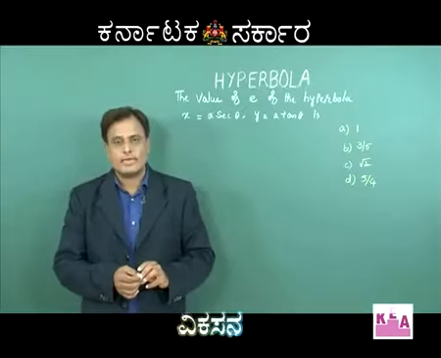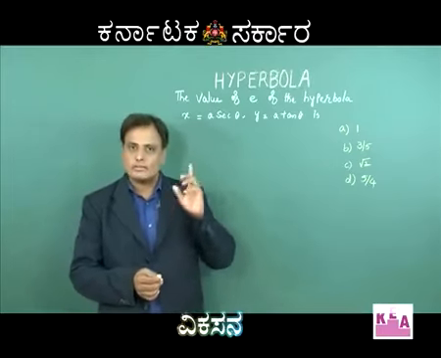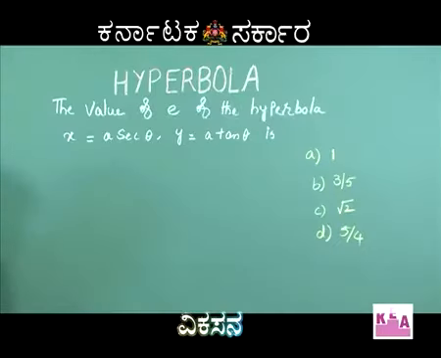Dear students, here is another example on hyperbola. Read the question. The value of e, that is the eccentricity of the hyperbola x is equal to a secant theta and y is equal to a tan theta. Options: A is 1, option B is 3 by 5, option C is root 2, option D is 5 by 4.